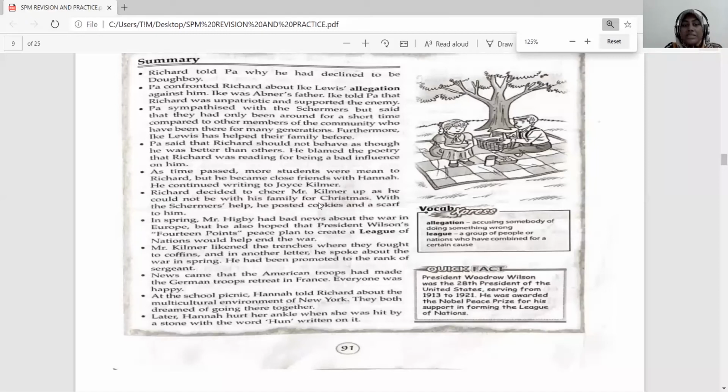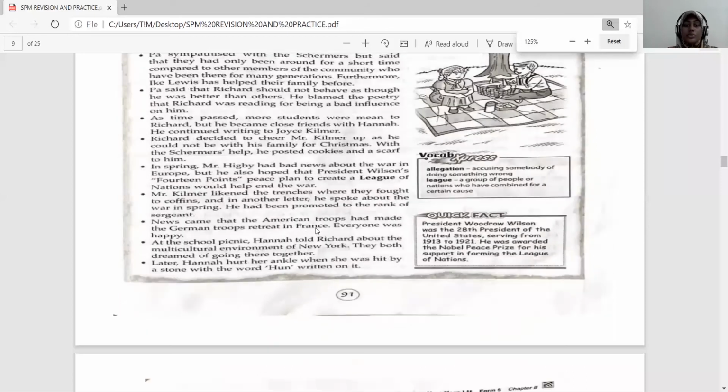In spring, Mr. Higby had bad news. Mr. Higby is the history teacher in the school. So he said the bad news that the war in Europe is prolonged, all right? It is still going, okay? It will not stop for now.